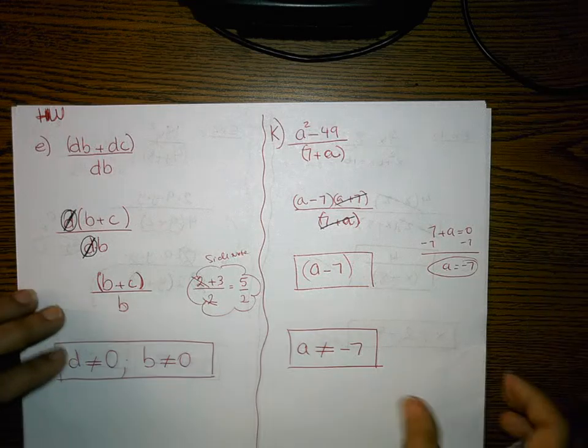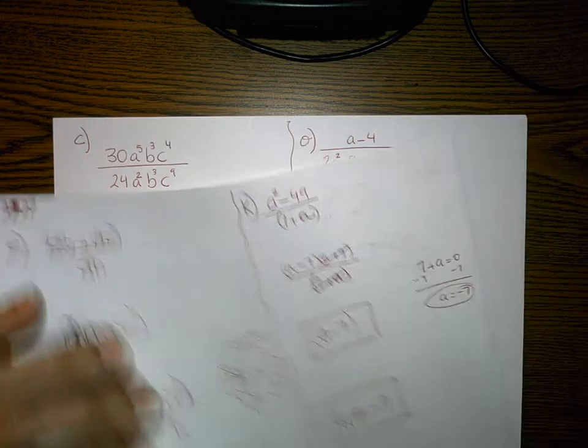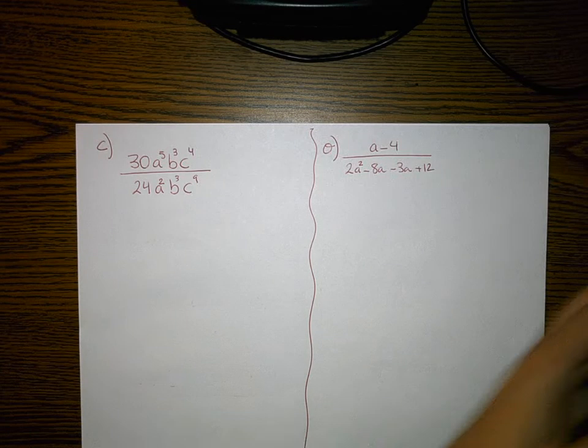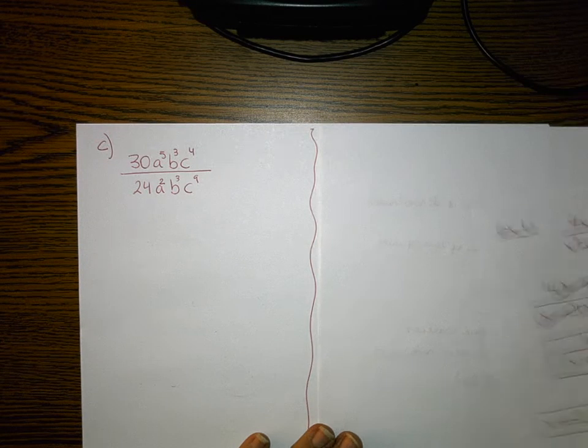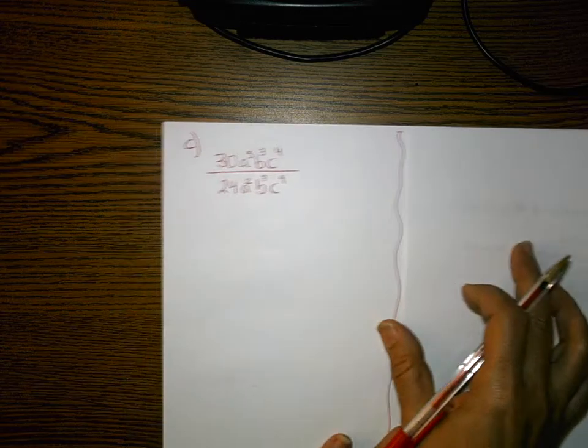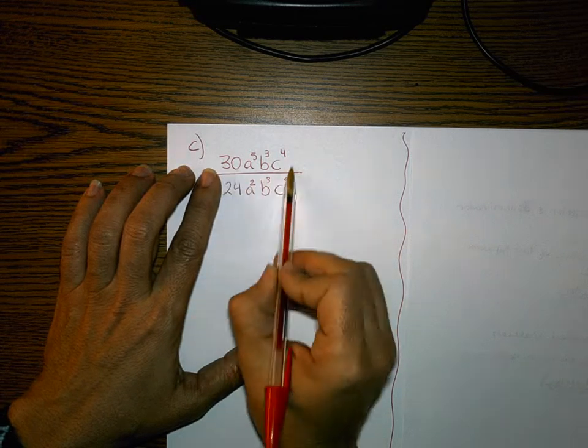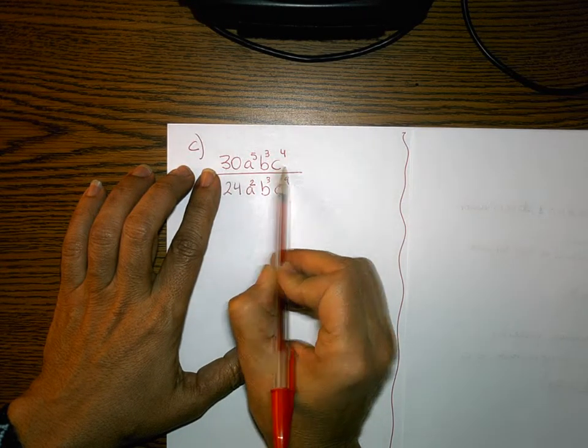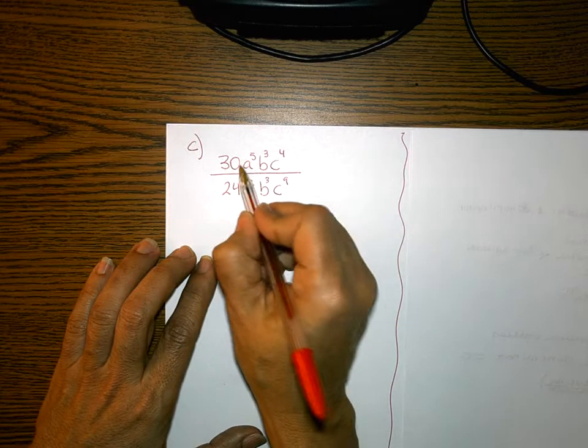All right, let's do one more. And I chose letter C. Let's do letter C, and then we'll go back to letter O. All right, let's take a look at letter C. I have a really big monomial. There's no addition and subtraction. It's just a bunch of multiplication here.